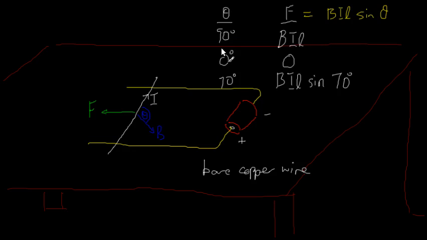when theta is 90 degrees, sine theta is actually 1. Let me write this out separately. Sine of 90 degrees is 1, and sine of 0 degrees is 0, which is why if I use the same formula with theta equal to 0 degrees, this formula would give me 0, whatever the values of B, I, or L. I will still get 0. Okay, so the formula agrees with my description here of the strength of F.